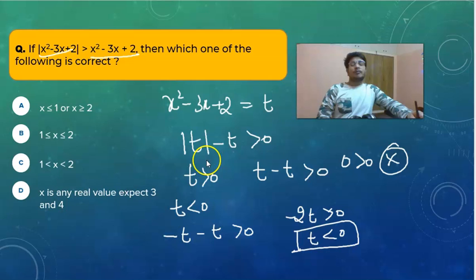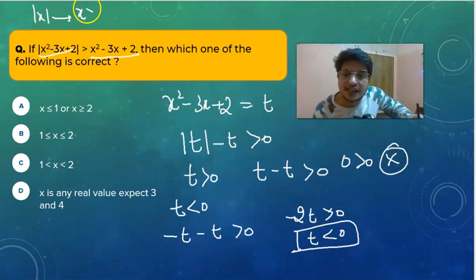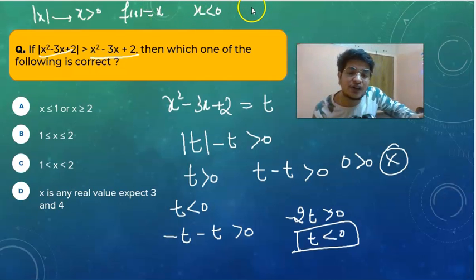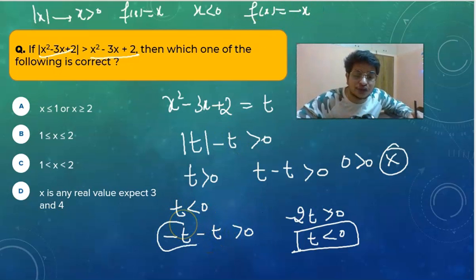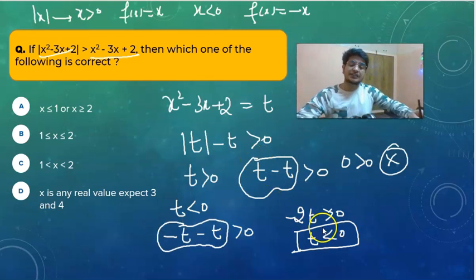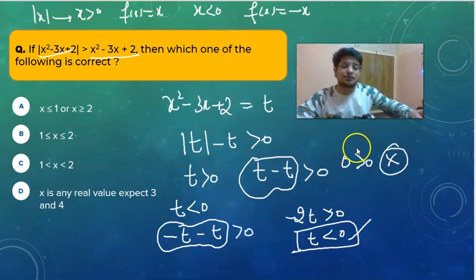So mod of t can be written as, there is a property: if x is greater than 0, it can be written as f(x) equal to x. If x is less than 0, we can write f(x) equal to minus x. Same property which I had used here, minus t and plus t. Hope you understand this thing. And t less than 0, I had already got this property.